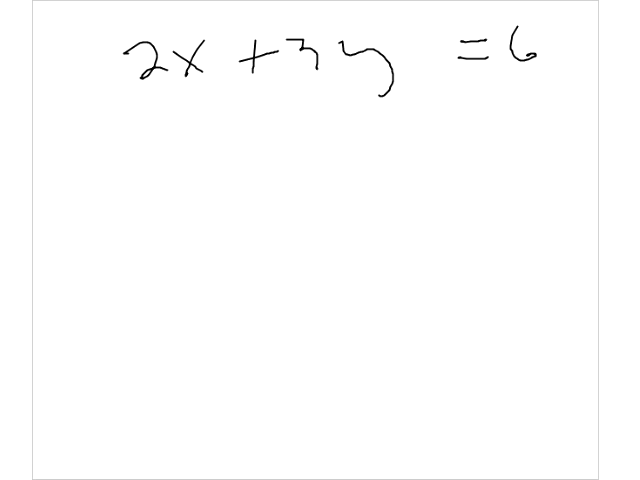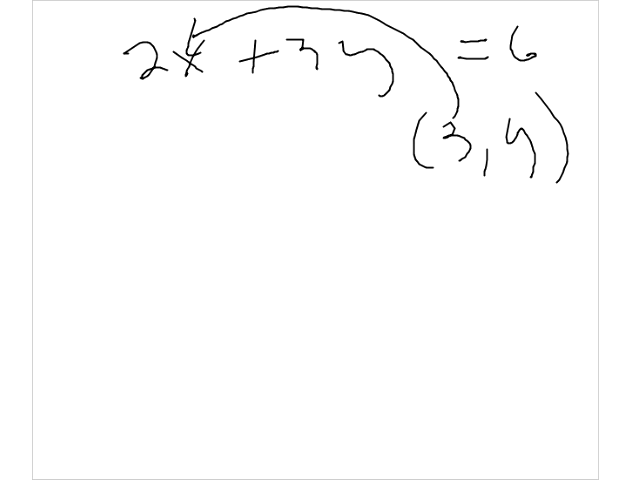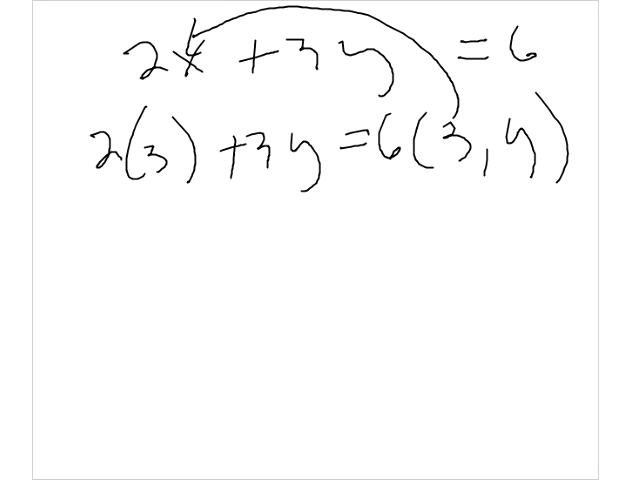Okay, the last one is 3y, and what that means is they want us to find out what y is when x equals 3. So we're going to substitute 3 in for x, and then solve algebraically for y. This would be 6 plus 3y equals 6.